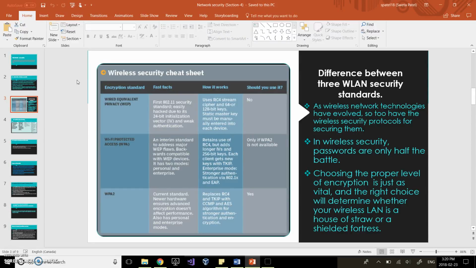So what is in enterprise mode? That has strong authentication via 802.1x and EAP. Should we use it? Well, yes, but there is also a better option available, which is WPA2.